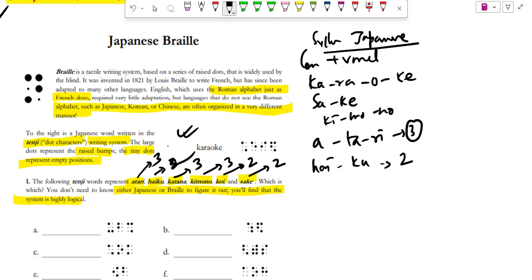Now we look at the words in Braille, A to F, and count how many Braille cells each has, separating by syllable count. There must be haiku, koi, and sake with two syllable counts, and the 3-syllable words atari, katana, and kimono. So 3, 3, 3, 2, 2, 2.